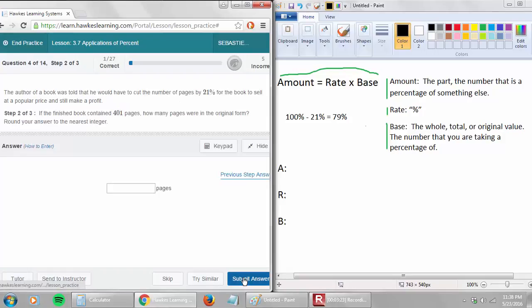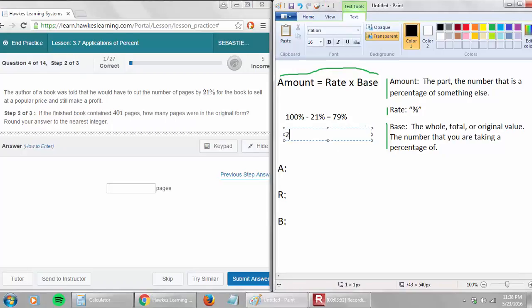So step 2, if the finished book contains 401 pages, how many pages were in the original form? Well, here's a question that's going to ask us to use this amount, rate, and base process, this formula that we used before. But we've got to be careful, because they clued us off in step 1 that there's actually two possible percentages that we could use in that amount, rate, and base format for the rate. It's tempting to use the 21% as the rate, but let's think through what these two rates are. 21% is what got cut, so those are gone.